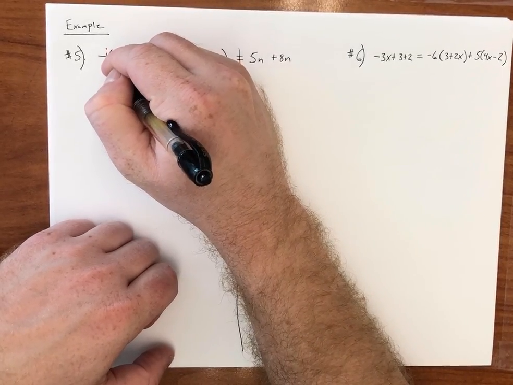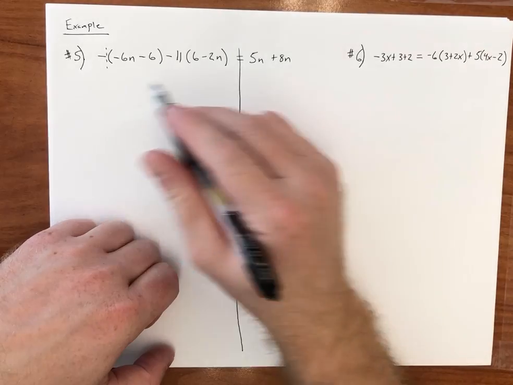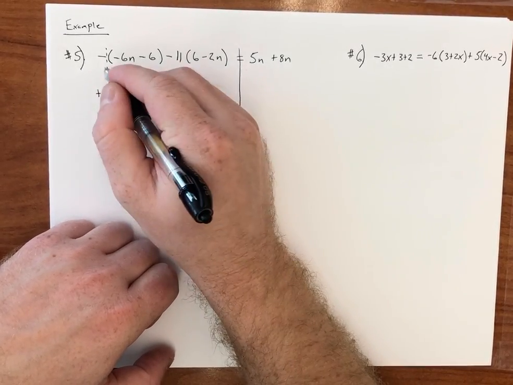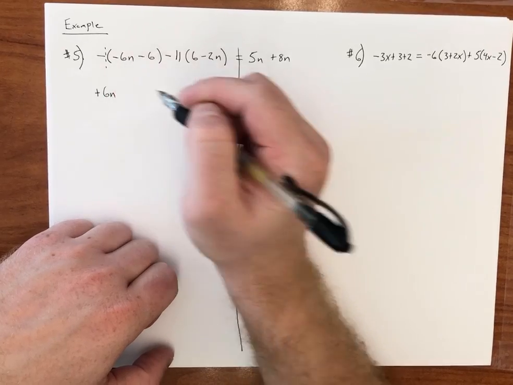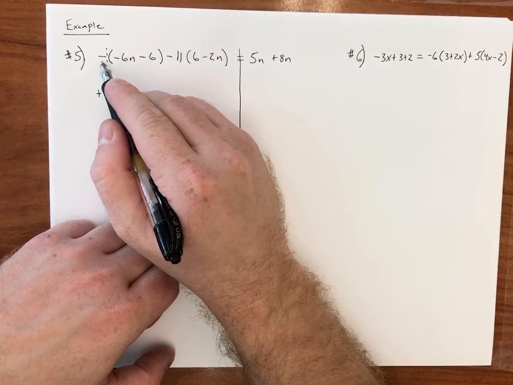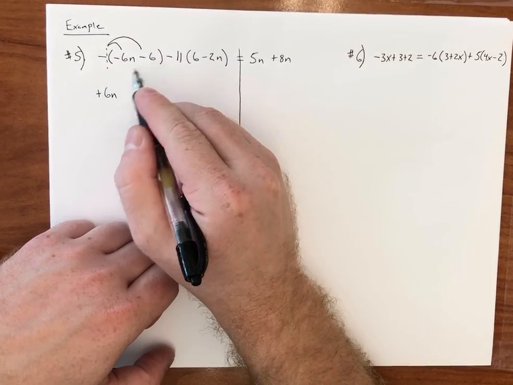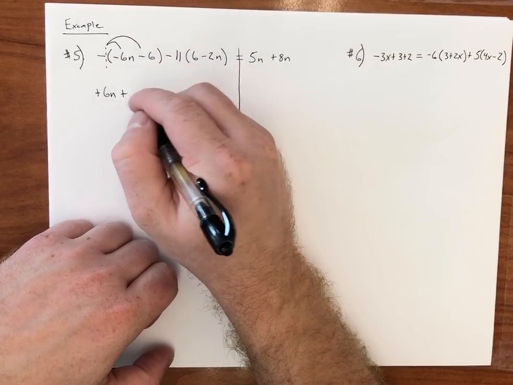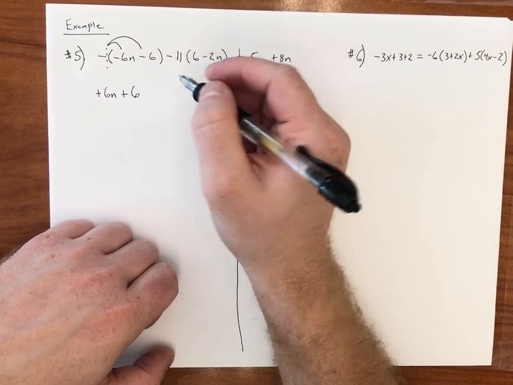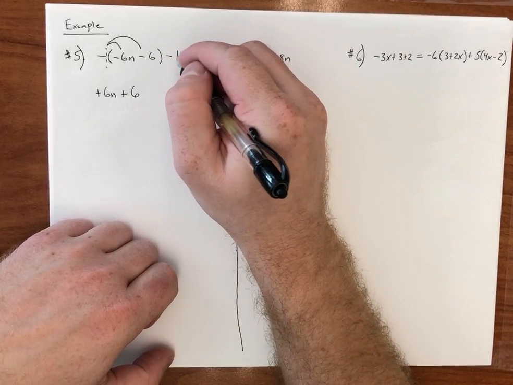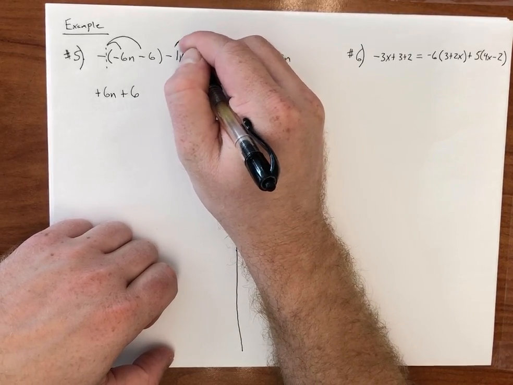Remember right here, there's an imaginary 1. So let's go ahead and do this out. Negative times negative is going to give me a positive. 1 times 6 is going to give me 6n. And again, negative times a negative, so remember to distribute. Negative times a negative gives me a positive. 1 times 6 gives me 6. And now we're just going to bring this over. We have to do the distribute one more time.